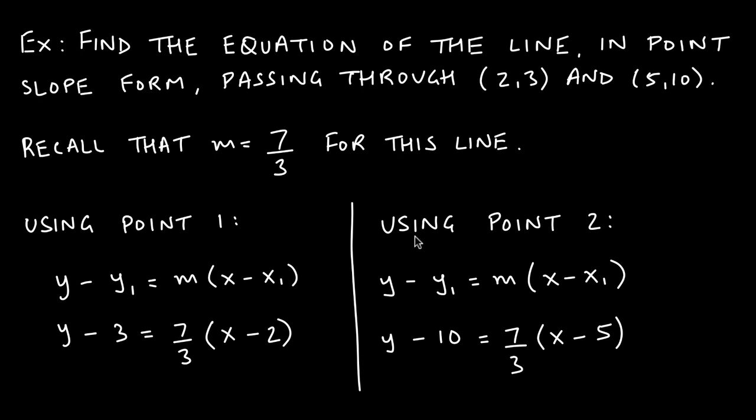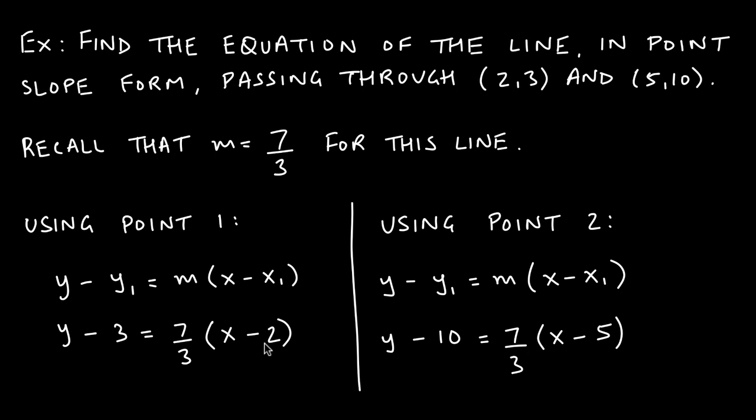Now, if we were to use the second point, we would start with the same base, but because the coordinates are different, our equation looks different. y minus 10 equals 7/3 times the quantity x minus 5, because I have to use the coordinates (5, 10). So now I ask the same question: are these two things the same? More importantly, are these two equations going to give us the same equation that we got with the slope-intercept form in the previous section?